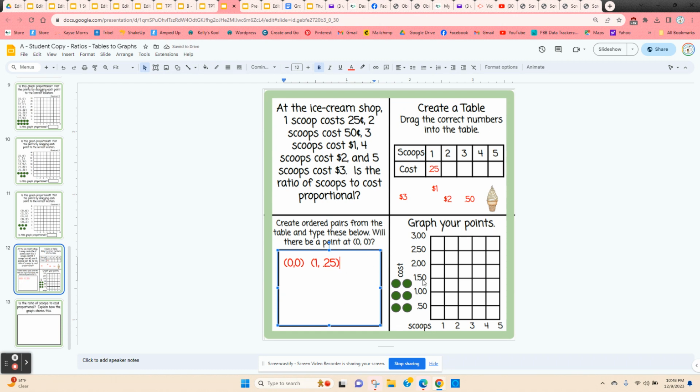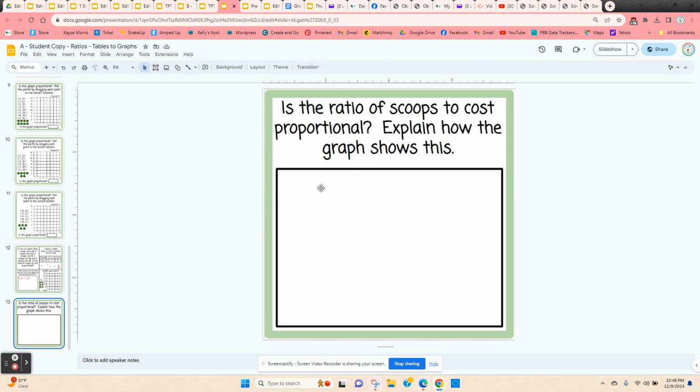Once they get this done, then they're going to plot the points onto the graph, and they're going to determine whether this is a proportional table or not. Is the ratio of scoops to cost proportional? And the very last slide, they're just going to type this in complete sentences. Is the ratio of scoops to cost proportional? And they're going to explain why. By looking at the graph, how did they know whether it was proportional or not?